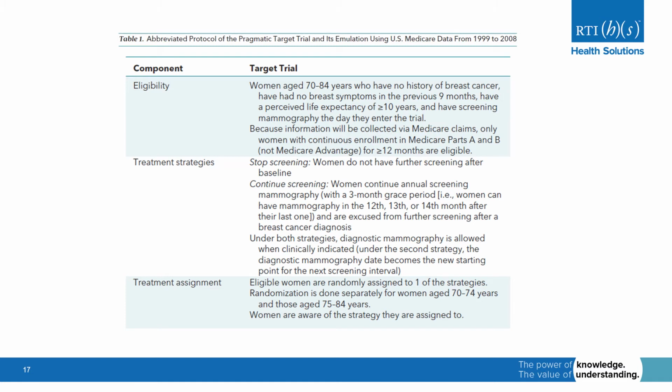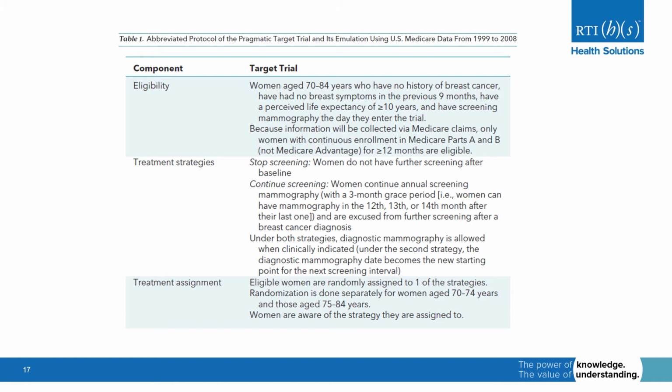The first component of our target trial is eligibility. For our study, we will want to study women aged 70 to 84 without prior breast cancer, with a good life expectancy, and without breast symptoms. Our treatment strategies are stop screening, which means that after randomization, the women assigned to stop screening do not receive further breast cancer screening, or continue screening. That means that women assigned to this group will continue annual screening mammograms.